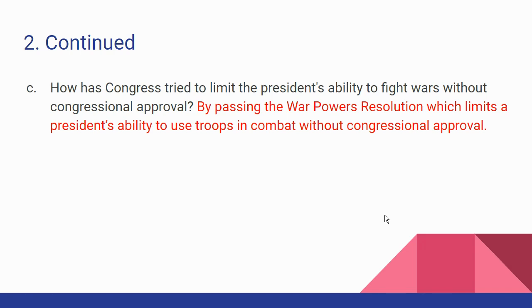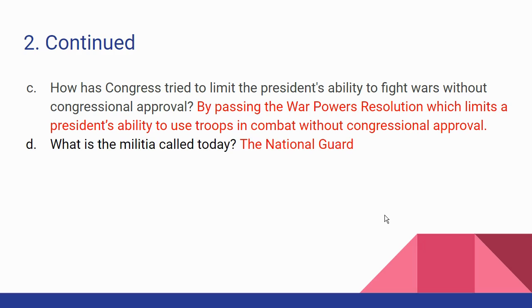That's their ability. Okay. And the fourth sub-question under number 2 is, what is the militia called today? Because much of what is written in the Constitution about defense has to do with a militia. In other words, a volunteer military that is not the regular army. So what is that called today? Today we call that the National Guard. And so when you see in the Constitution about the militia, what it's referring to is the National Guard, because that's what we call it today.